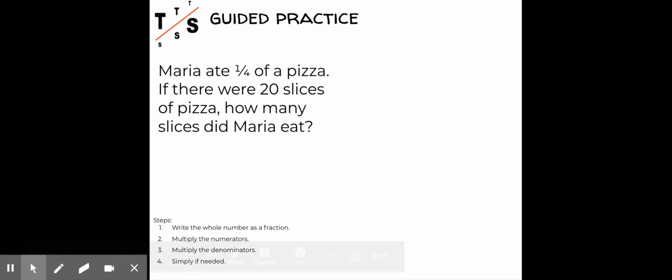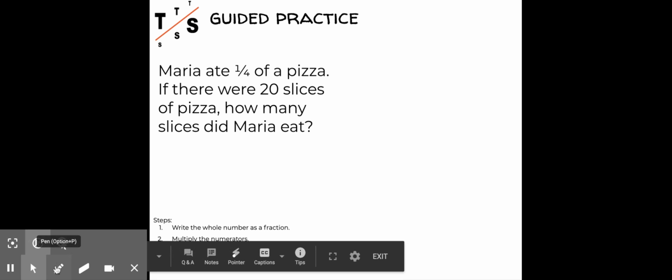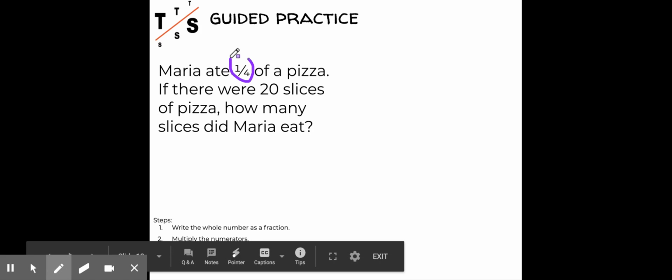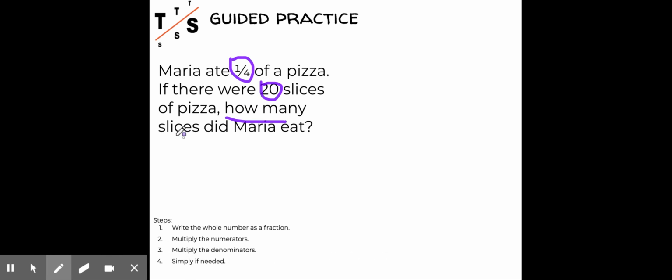Let's try this word problem. Maria ate 1/4 of pizza. If there were 20 slices of pizza, how many slices did Maria eat? Well, I know she had 1/4 of pizza. There were 20 slices. How many slices did she eat? My action words here, how many? And I think another action word could be 8.